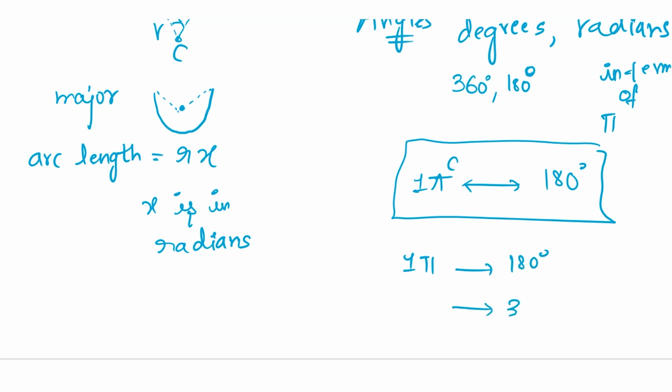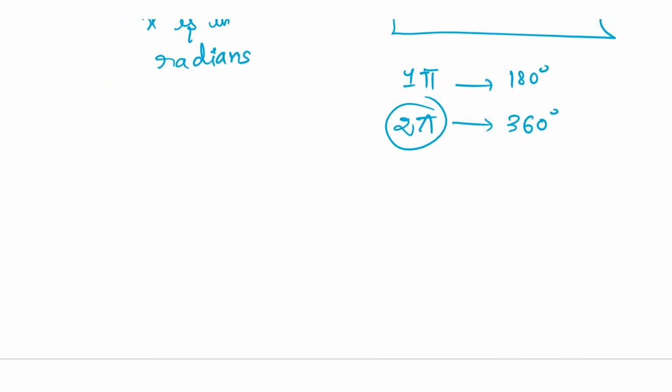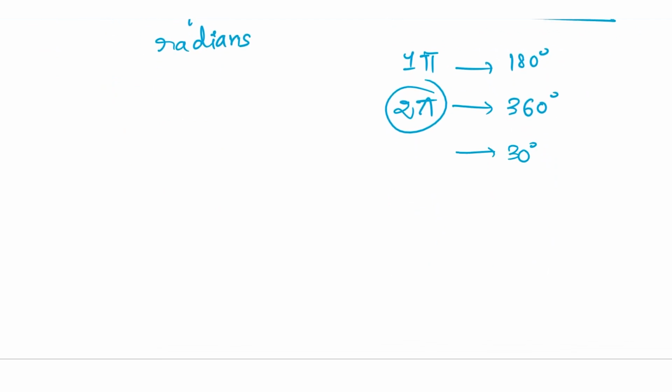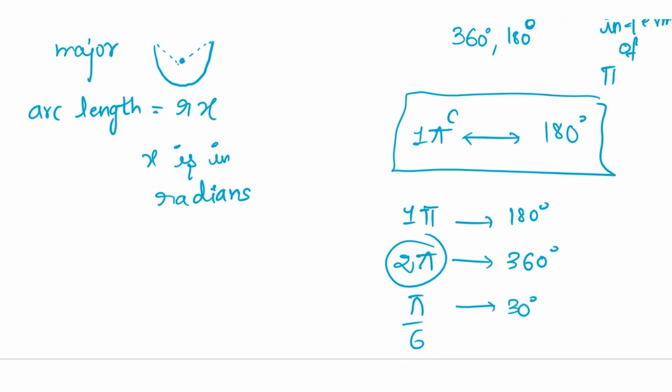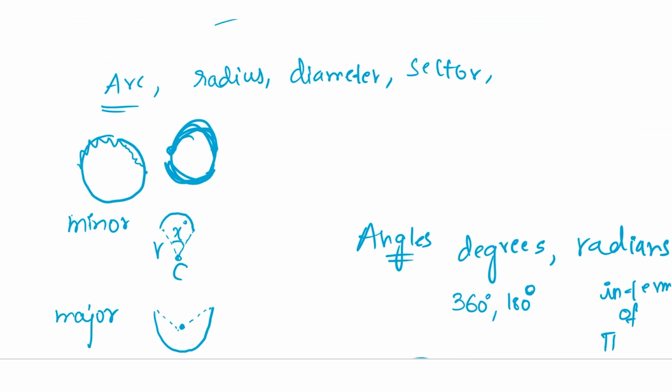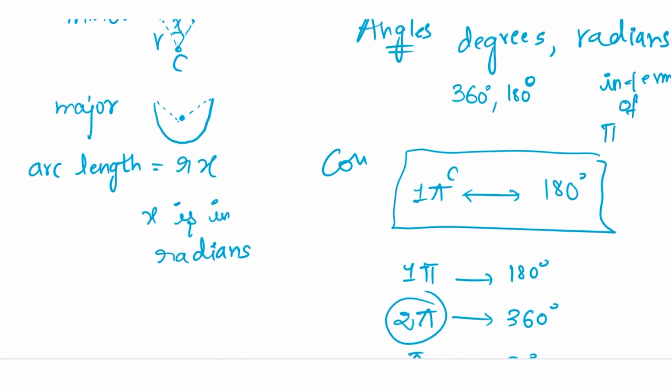Can you tell me how much will be 360 degrees? 2 pi. So how much will be 30 degrees? 1/6 of pi, which is pi by 6. So pi is 180. This is important in order to convert degrees into radians. This is the conversion formula.